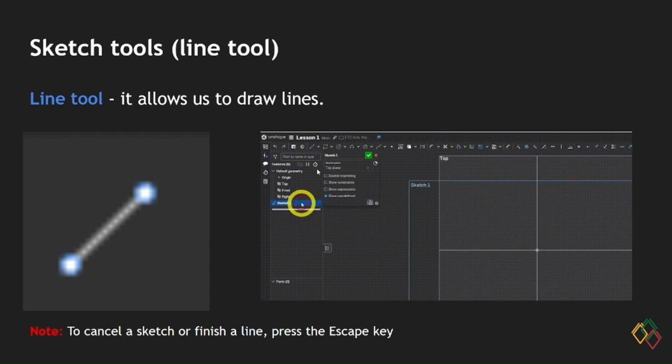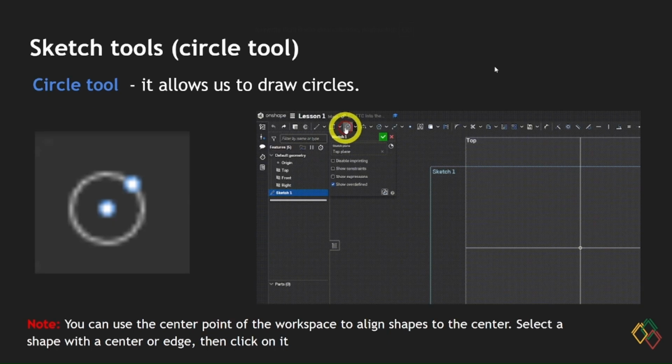If we go ahead, click on our sketch, click the line tool, then click, drag, and click again, you will be able to create a line. As you can see, I've created quite a lot of lines here. If you don't like a line that you created, you can always click the Escape key to abort it. So moving on, we have our circle tool.